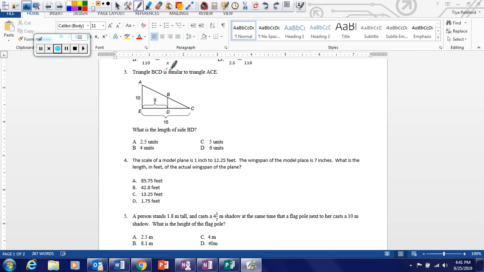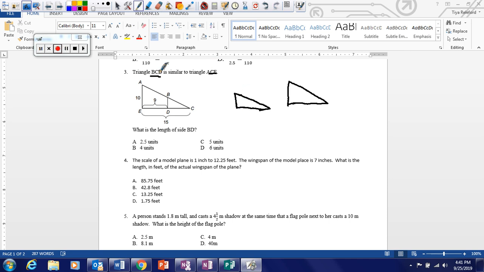We have triangle BCD is similar to triangle ACE. What is the length of side BD? So here's where you're going to redraw. We're going to see, we've got BCD here. We're going to redraw. And ACE, we're going to redraw. So I kind of did it backwards. BCD is smaller. I might even make mine look a little bit smaller.